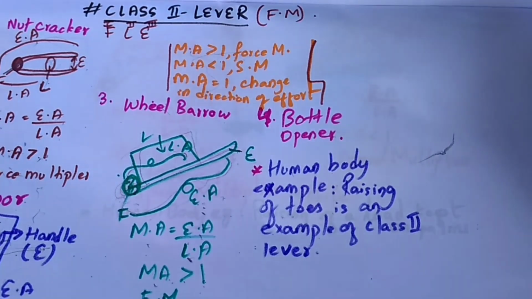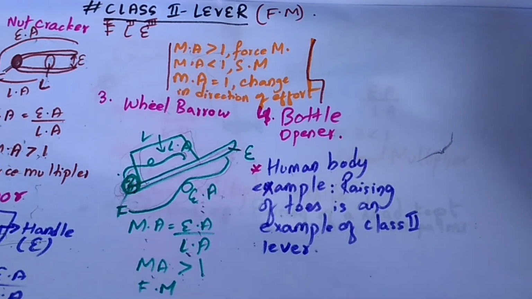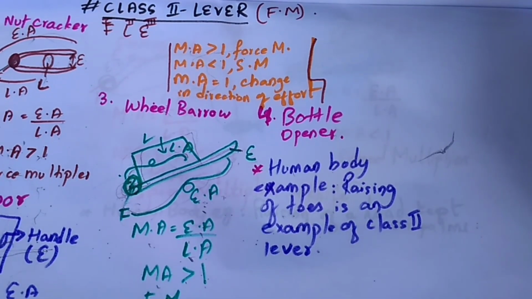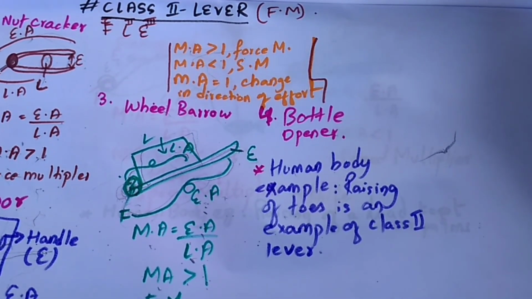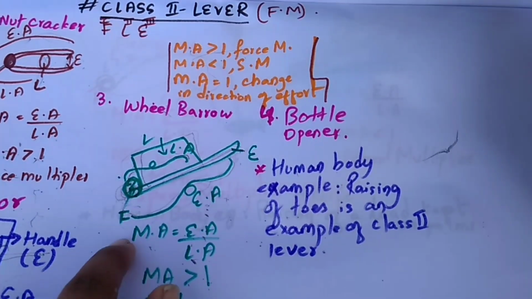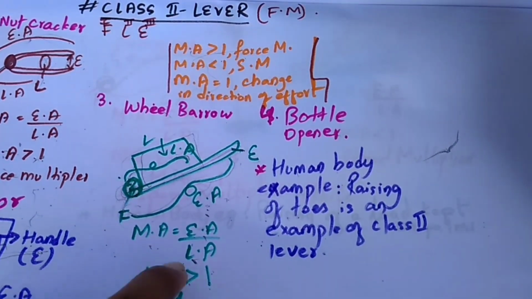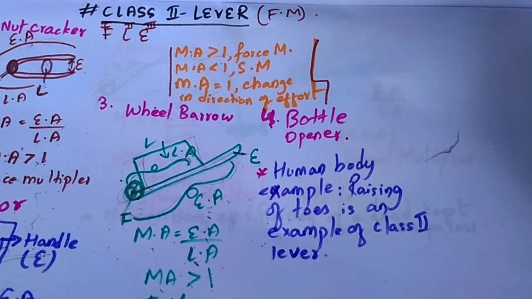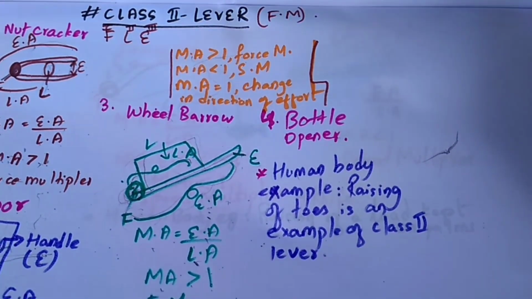So here mechanical advantage is equal to effort arm upon load arm. Mechanical advantage is greater than 1 because it is a force multiplier. Mechanical advantage is greater than 1 because here the effort arm is longer than the load arm. So mechanical advantage is greater than 1, and if mechanical advantage is greater than 1, then it is a force multiplier. Another example is bottle opener.